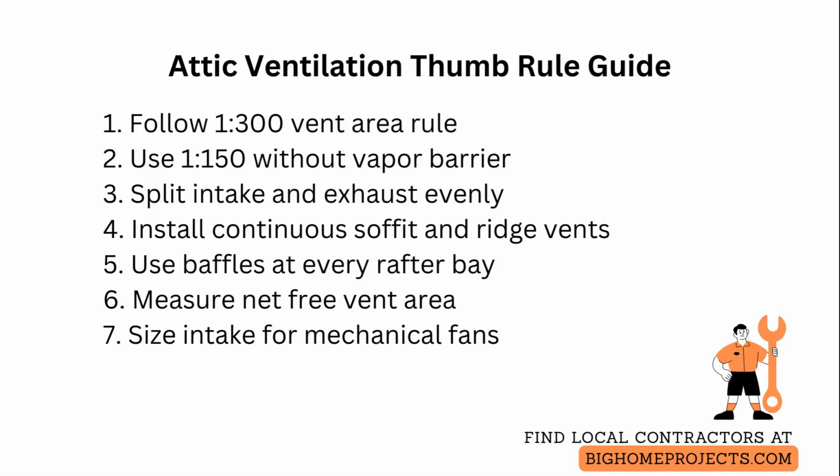Use continuous eave or soffit vents plus ridge venting where possible because that layout creates a predictable pressure path and reduces the chance of dead zones where moisture lingers. Install baffles or rafter vents at every vented rafter bay to prevent insulation from blocking soffit airflow and to keep air channels open from soffit to ridge.